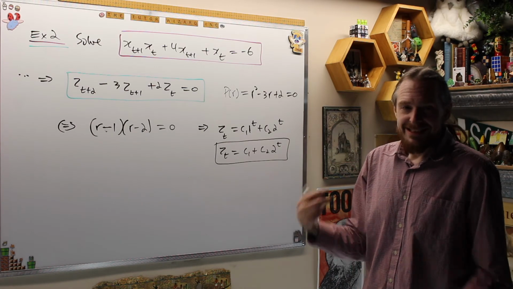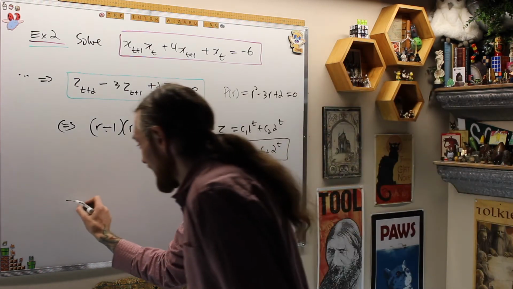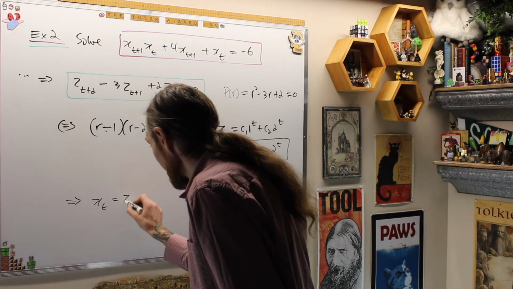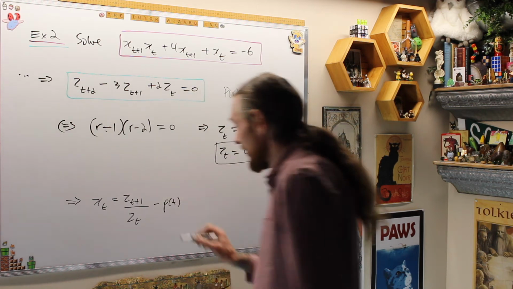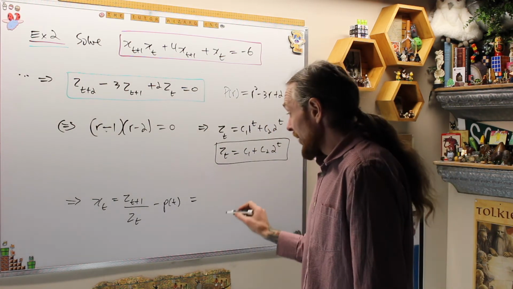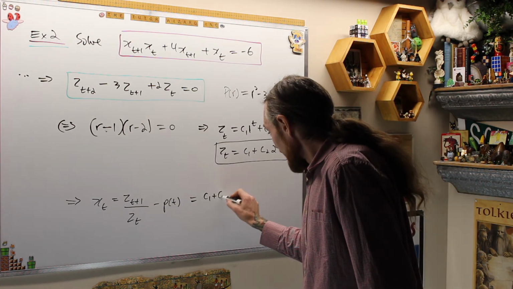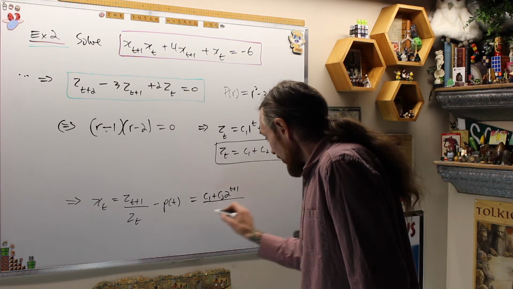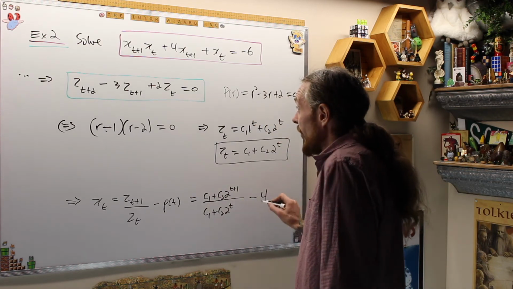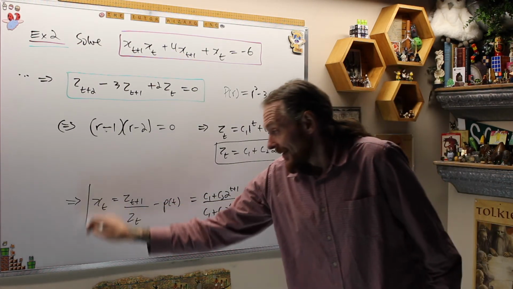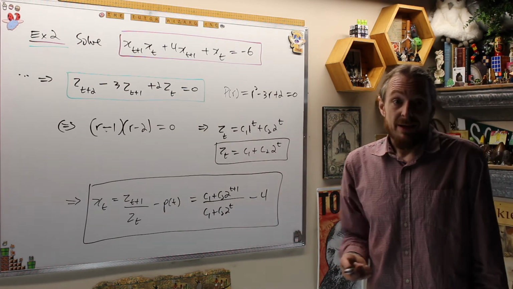How do I find the xt's? Now, because of all that clever substitution and all the work being done, we see that the general solution xt is zt plus 1 over zt minus p of t. In this case, and I'm not going to clean it up because I'm lazy, this is going to be c1 plus c2 times 2 to the t plus 1 over c1 plus c2 times 2 to the t, minus 4, which is p of t. So this allows us to get the general solution to xt, even though it was a nonlinear difference equation.